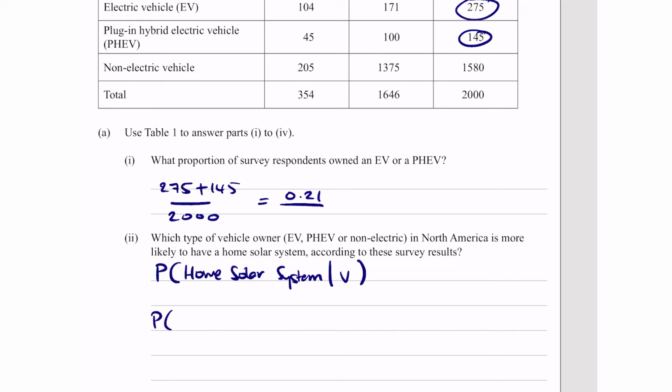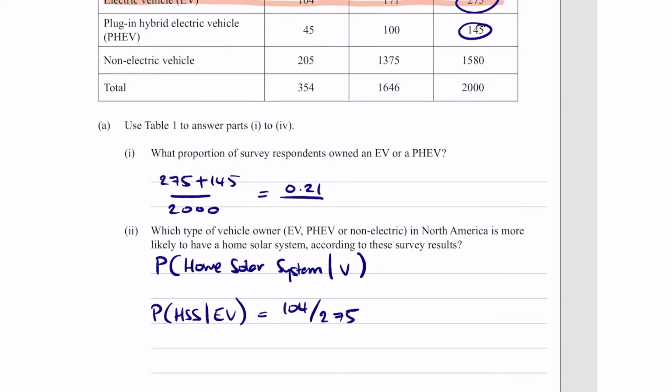So let's do the probability of having a home solar system given that you drive an EV. This is equal to the probability. So what's our condition here? Or where's our given? So given that we have an EV, which means that we're going to look at our EV row, which is this row here. What's the probability of having a home solar system? Well, we're looking at a home solar system, which is this entry here, and we just look at the total, which is highlighted in red. So that's 104 out of 275.